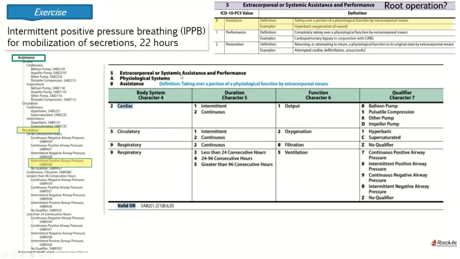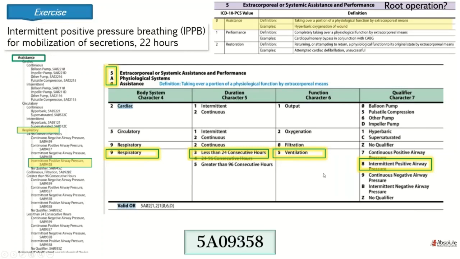5A0, extracorporeal or systemic assistance and performance, physiological systems, assistance. This is taking over a portion of a physiological function by extracorporeal means. Our fourth character is 9, respiratory. Our fifth character is 3 because this was less than 24 consecutive hours. Our sixth is 5 for ventilation. And our seventh character is value 8 for intermittent positive airway pressure. And the code 5A09358.